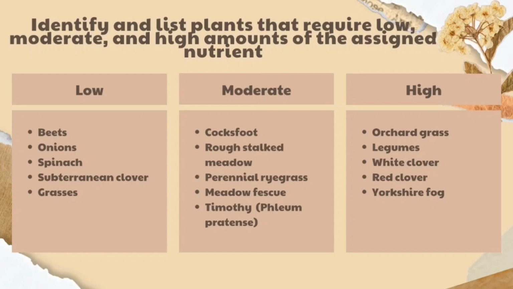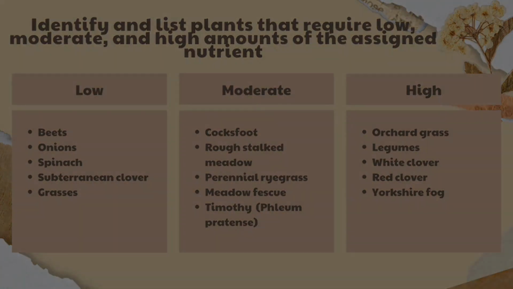Next, I will list the plants which require low, moderate, and high amounts of molybdenum. For the low amount: beets, onions, spinach, subterranean clover, and grass. Moderate amount: cocksfoot, rough stalk meadow, perennial ryegrass, meadow fescue, and timothy. Higher amount: orchard grass, legumes, white clover, red clover, and Yorkshire fog.